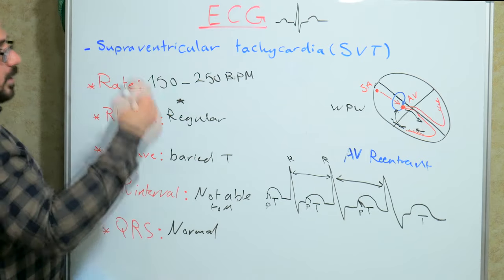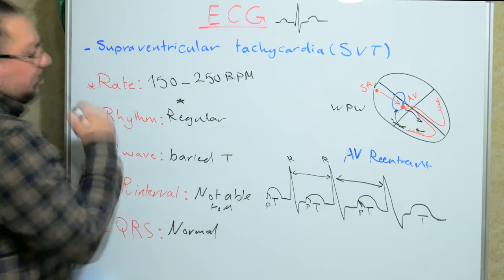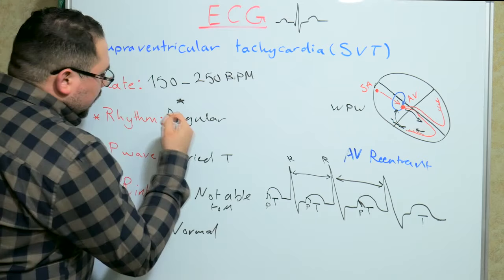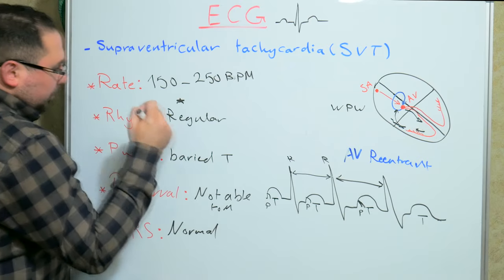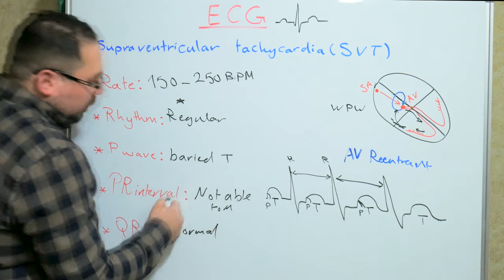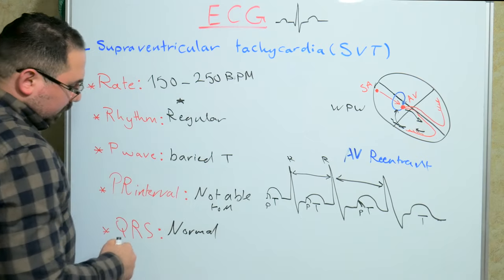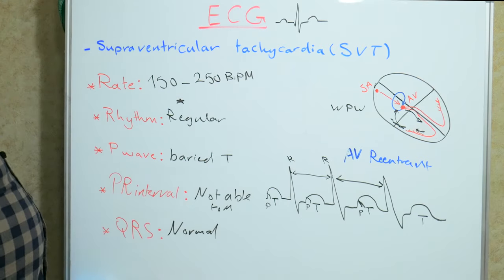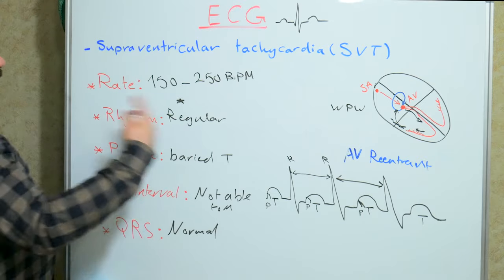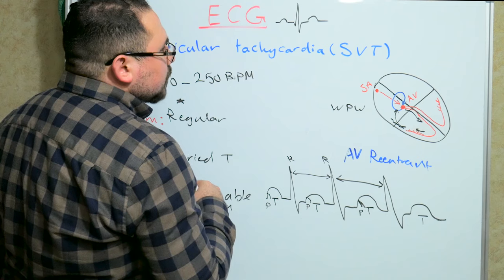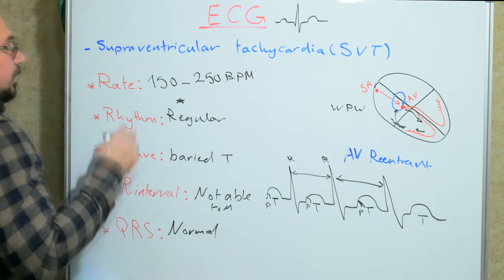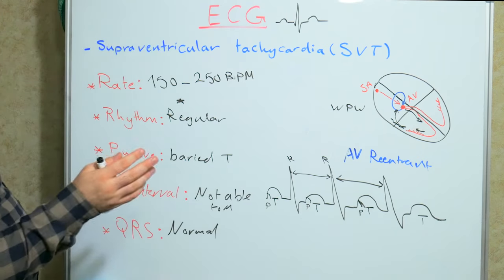There's an increase in heart rate. It's a very regular arrhythmia. This is a very important idea. You have to understand this is regular, and the P wave will be buried under the T wave. The PR interval, you cannot distinguish it, and the QRS will be normal. If you find these criteria for a type of arrhythmia on the ECG, you can understand this is supraventricular tachycardia.